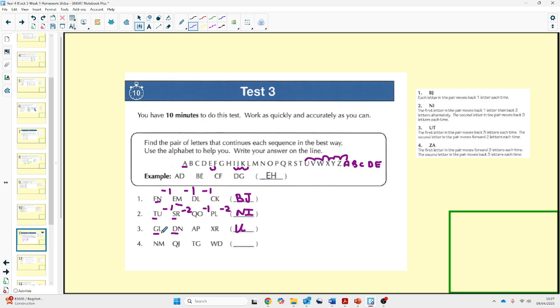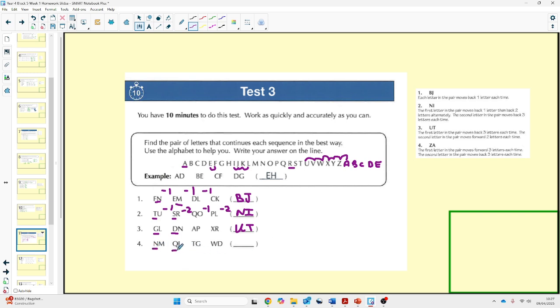Then we're going to go to the second letter. L to N is +2. N to P is +2. P to R, +2. +2 from R gives me T. So you can see as you get more confident with these questions, maybe you'll make fewer jottings. Obviously you're going to do them a little bit quicker as well.